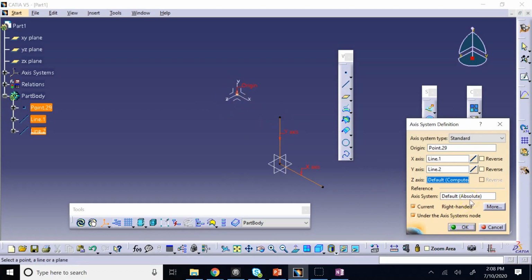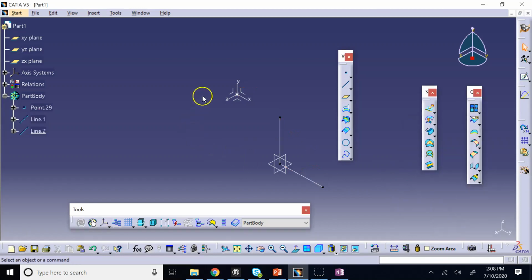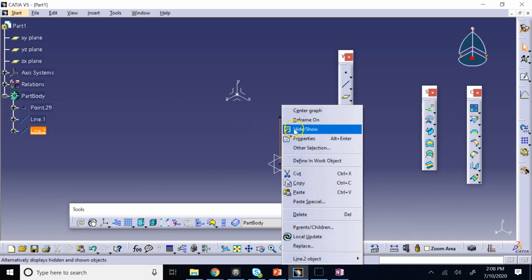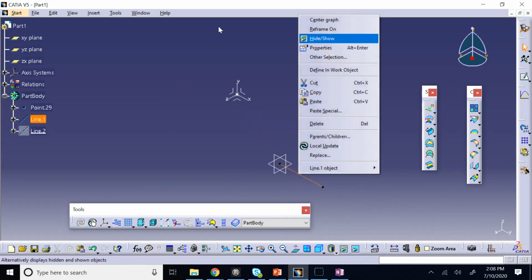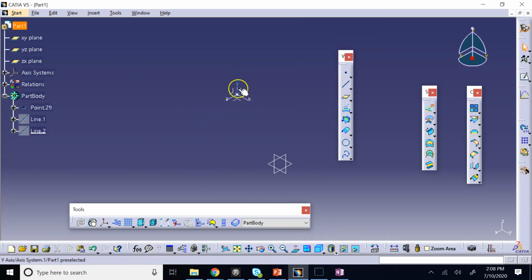Okay? And this is going to be called Axis 1. So now if I just hide these guys because I don't need them anymore, look at this. This is a secondary coordinate frame where it has a separate origin, and the XYZ for it is different from the original XYZ. And I can see it here. There is now a new entry under the tree. It's called Axis System 1.